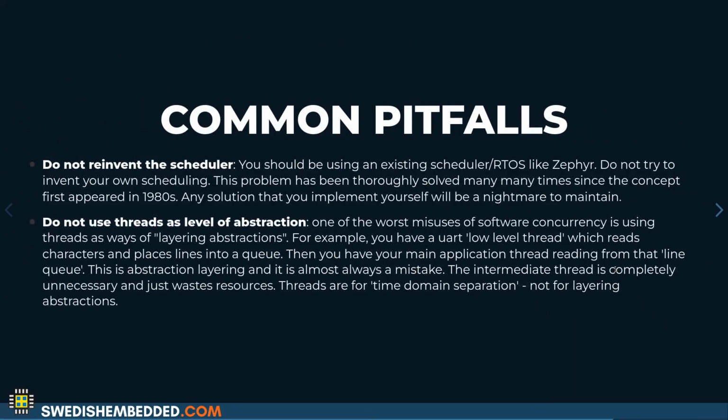Some of the common pitfalls of concurrency is trying to reinvent the scheduler. There are so many projects that try to avoid using an RTOS, first of all, which is a mistake in itself, and then try to re-implement the scheduling algorithms. And no matter how much work you put into it, it's very hard to create something that is better than what's already there, because this problem has been solved since the 1980s, and the implementations haven't really changed.